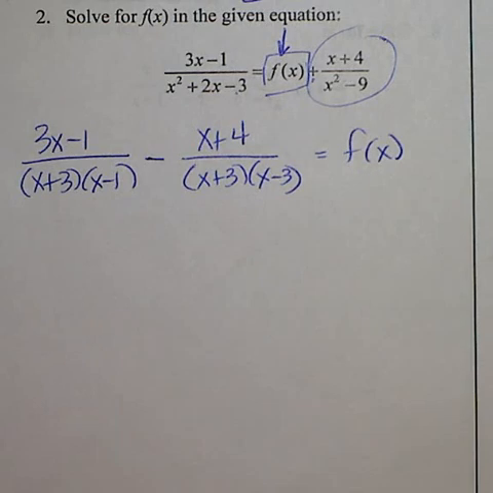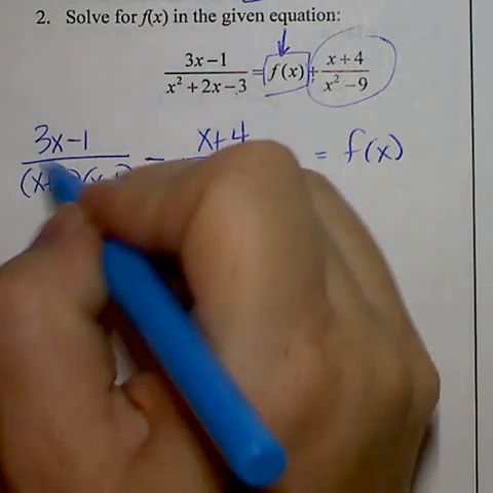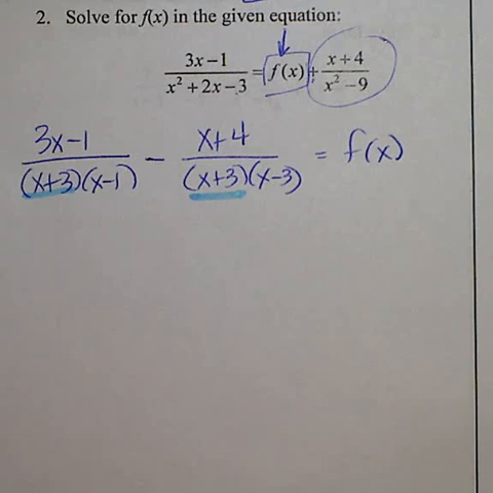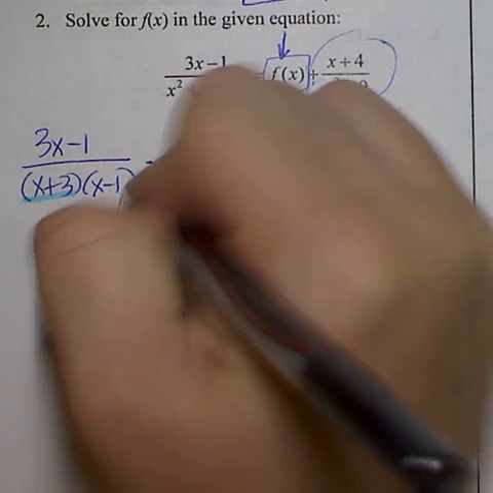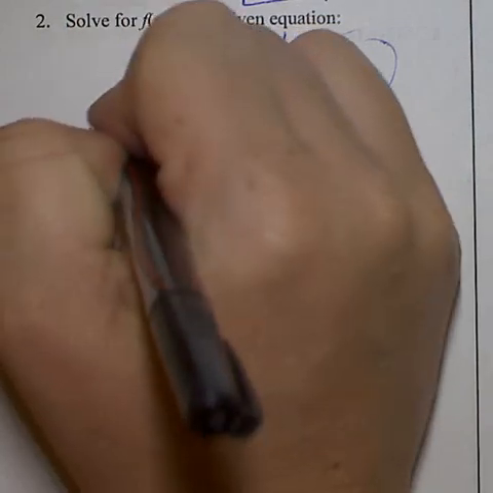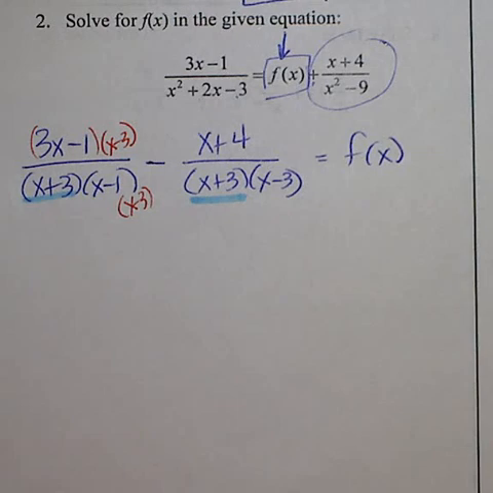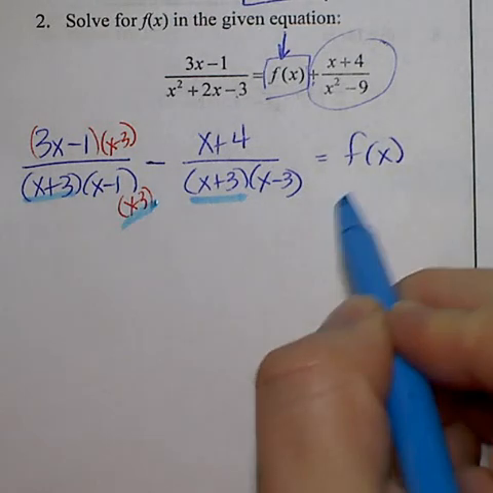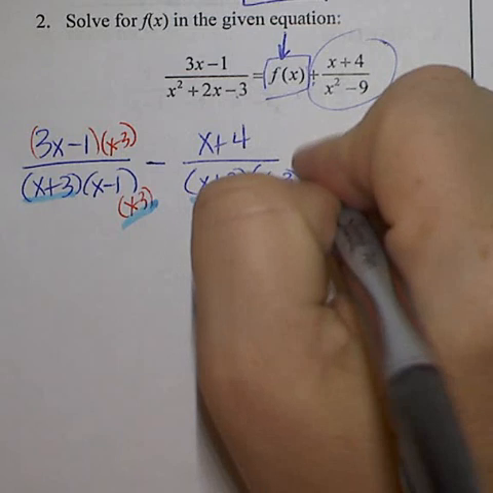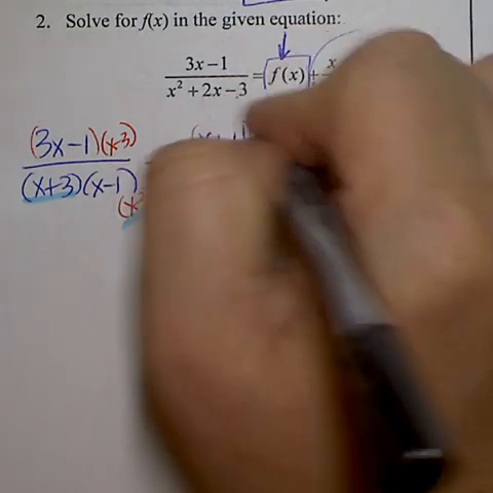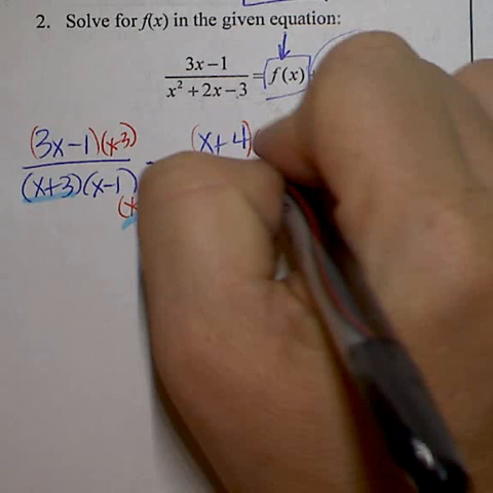Now I need to have a common denominator. So when I look just in the denominator positions, I can see they both have an x plus 3. So the left-hand side is missing an x minus 3. So let's attach an x minus 3. Make sure to put parentheses around everything when you attach the x minus 3. Now they both contain an x minus 3. But the right-hand side needs an x minus 1. So x minus 1, again when you attach it, please put parentheses around the original x minus 1.